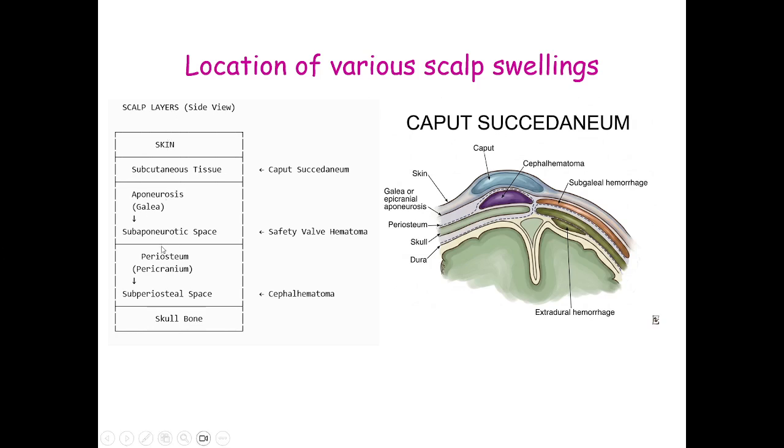This is a beautiful picture. You can draw this to show the location of these swellings. Cephalhematoma will be seen just above the skull bone underneath the periosteum. Safety valve hematoma can be seen in the subaponeurotic space, and caput succedaneum can be seen in the subcutaneous tissue of the skin.